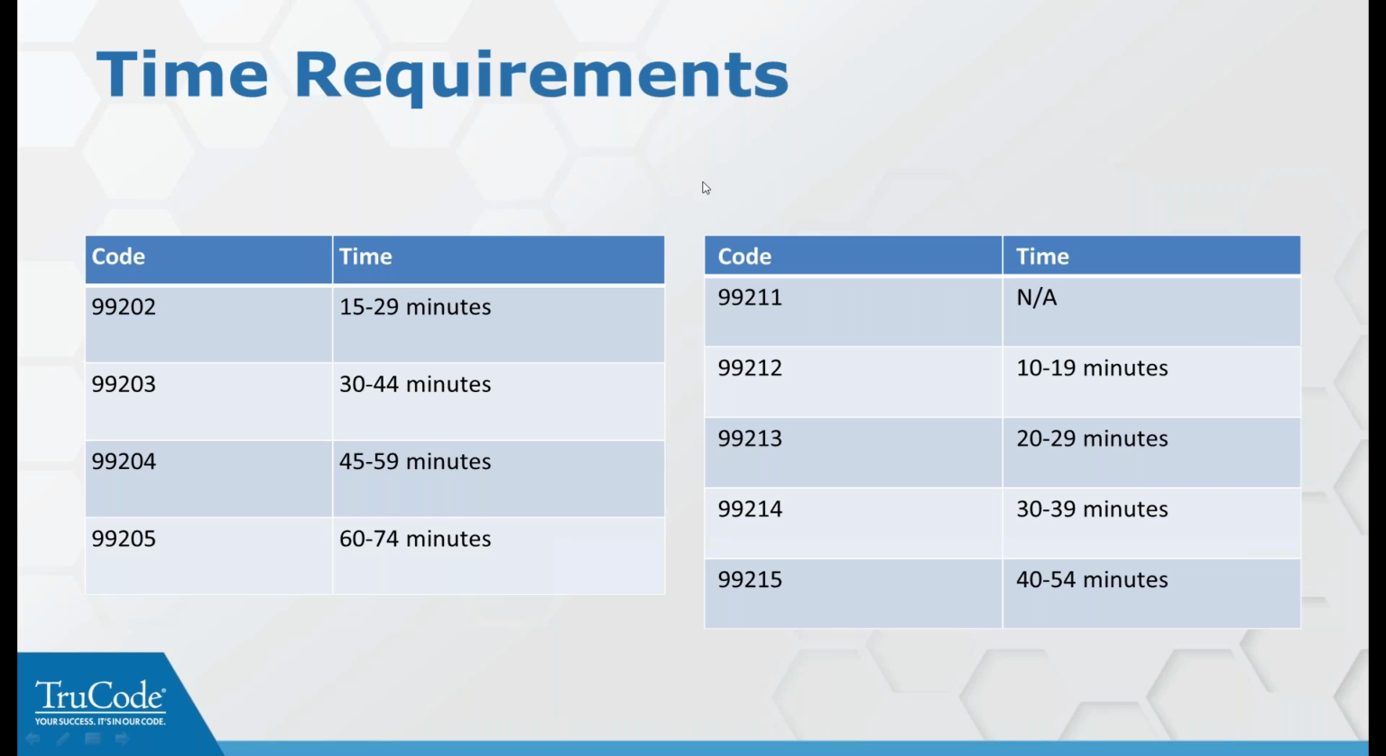Remember, they did delete 99201, because since we're not using history and physical anymore, there's not a difference. So basically there are really 4 codes for your new patient, and really 4 codes for your established patient, because the 99211 is more for a nurse visit. But you can see there's the total amount of time.